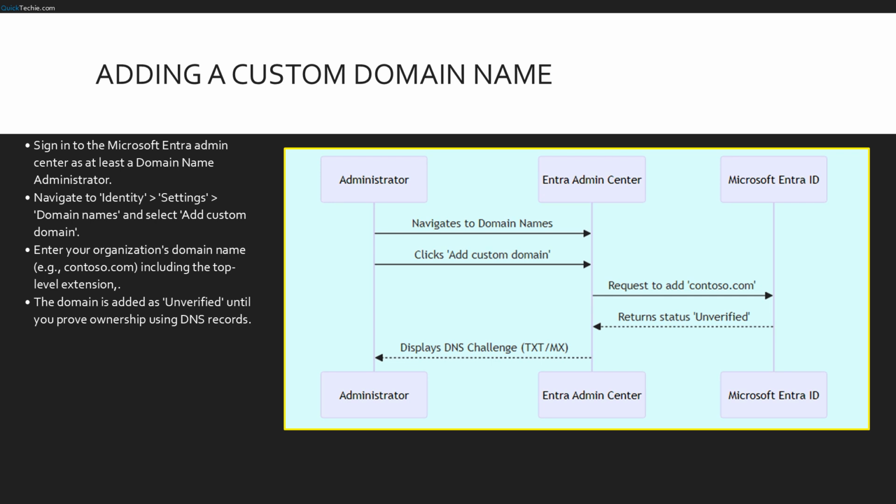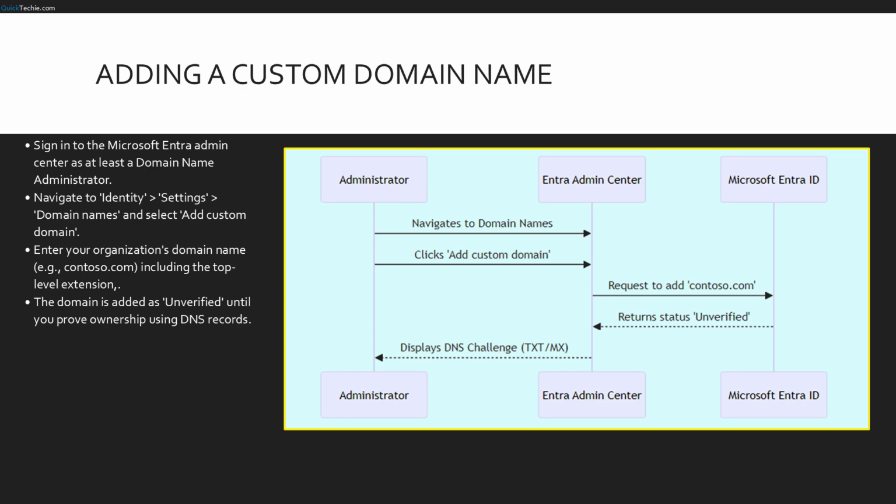At this stage, Microsoft Entra ID knows you want to use this domain, but it doesn't trust you own it yet. Therefore, the status will initially appear as unverified. You cannot use the domain for user sign-ins until we complete the verification step, which involves proving you control the DNS records. This sequence diagram details the interaction for adding a domain.